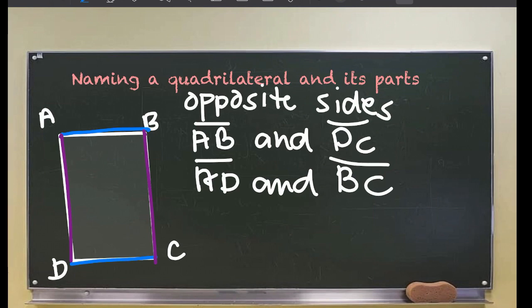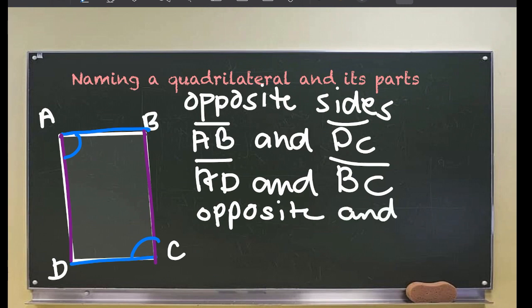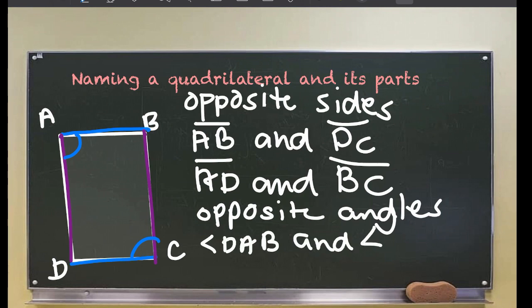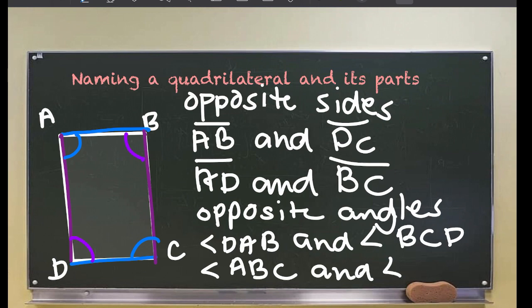Same with angles. We have opposite angles. So, this angle and this angle are opposite. Angle DAB and angle BCD. Ano pa? This angle and this angle. So, this is angle ABC and angle CDA. Kung hindi opposite ang sides, we call them consecutive sides. Kung hindi opposite ang angles, we call them consecutive angles. So, what are the pairs of consecutive angles? Think about that.